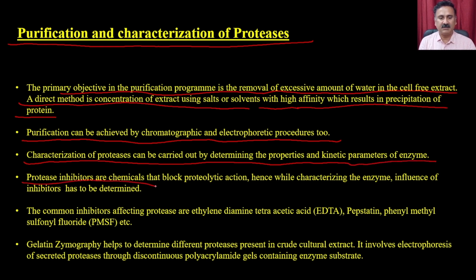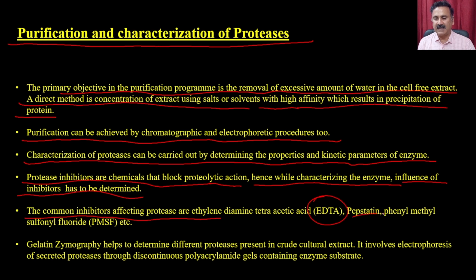Protease inhibitors are chemicals that block the proteolytic action. Hence, while characterizing the enzyme, the influence of the inhibitor has to be determined. The common inhibitors affecting proteases are ethylenediaminetetraacetic acid or EDTA, pepstatin, phenylmethylsulfonyl fluoride, and so on. Gelatin zymography helps to determine the different proteases present in the crude culture extract. It involves the electrophoresis of secreted protease through discontinuous polyacrylamide gels containing the enzyme substrates.